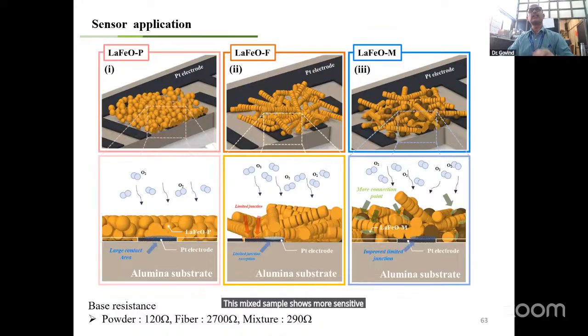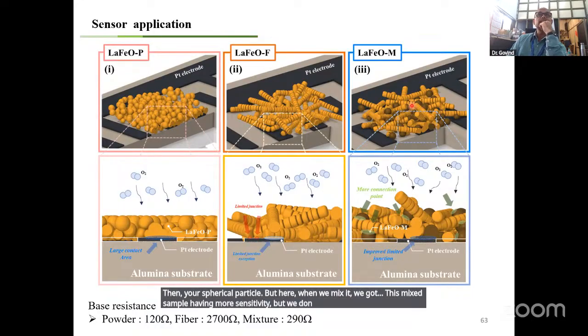Generally, it is known that the rod will give more sensing performance because it has more surface area than your spherical particle. But here, when we mix it, we got this mixed sample having more sensitivity. But we don't know why this has happened.